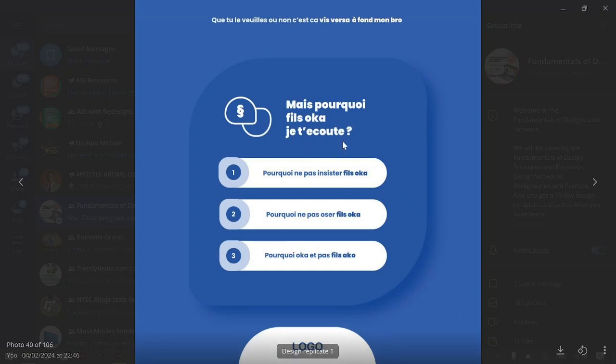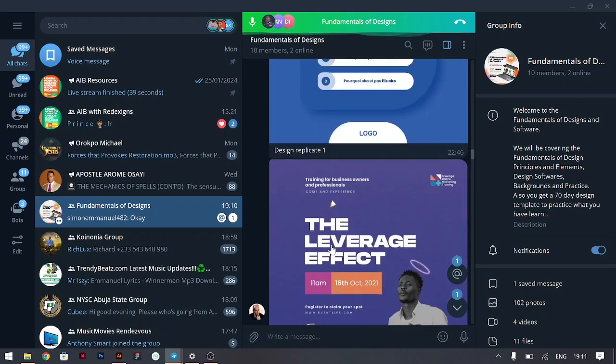I could see your application of proximity, but when it comes to the alignment here, you used a center alignment, which is supposed to be a right alignment when you're replicating something like that. So that's one thing there.